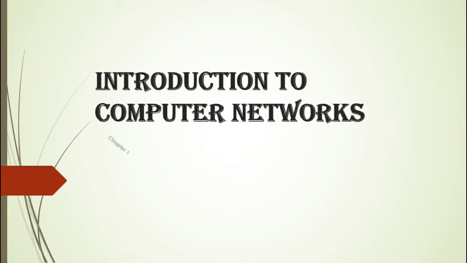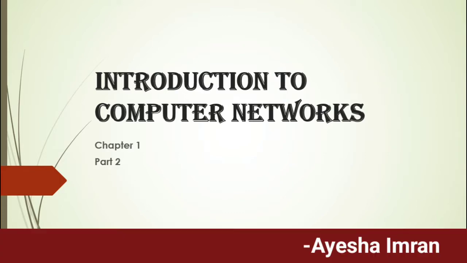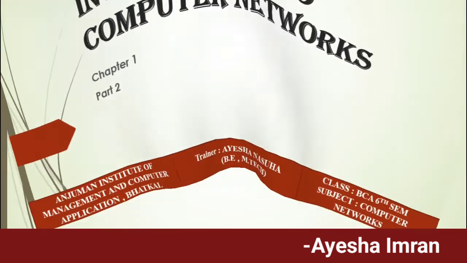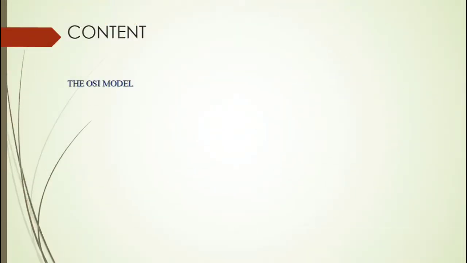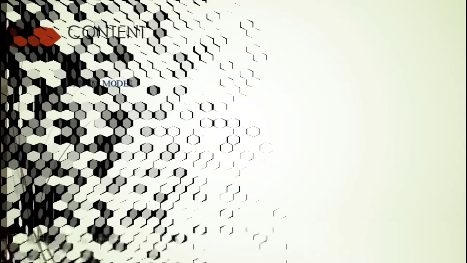In my last video, Introduction to Computer Network, part 1, I had covered topics such as definition, application of computer network, fundamental characteristics of computer networks, components of data communication, what is data communication, network topologies, and categories of network. In this video, I'm going to speak on OSI model. OSI model is nothing but Open System Interconnection model. We'll see what exactly it is, where it is used, and how it works.